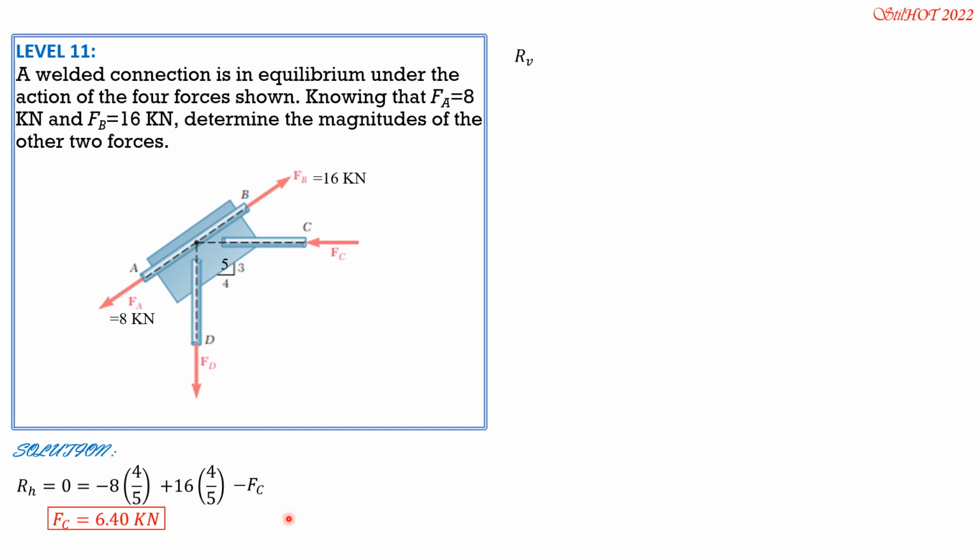R vertical equals 0, and it is equal to negative 8 times 3 over 5 for this component here. It's going down. This one is positive 16 times 3 over 5.